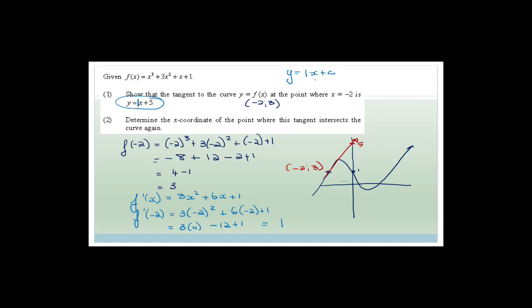Now, what are we saying? We're saying that we now need to find what c is. So what are we going to do? We're going to substitute in that point there, which is why we had to find the value of that y value. So we're going to go 3 is equal to 1 times minus 2 plus c. Take it across, we get 3 plus 2 is equal to c. So c is equal to 5. Therefore, my equation is y is equal to x plus 5.